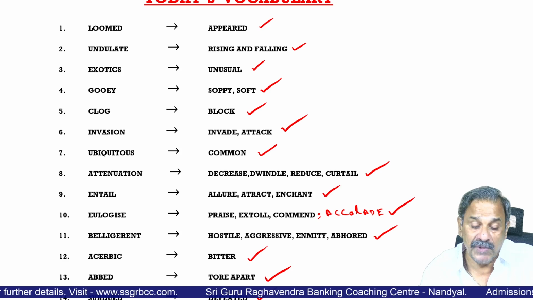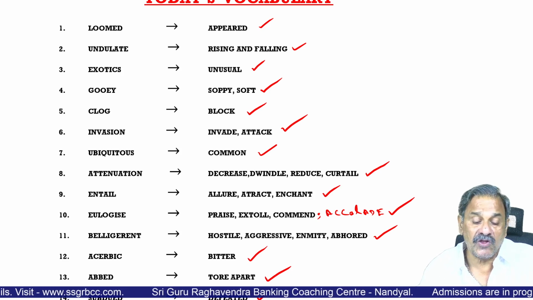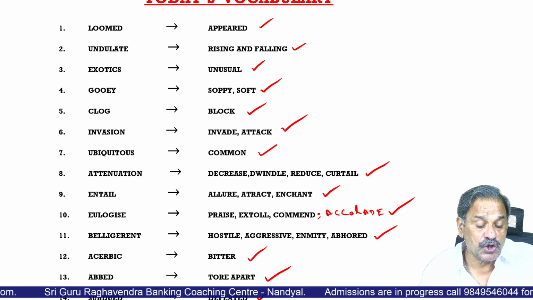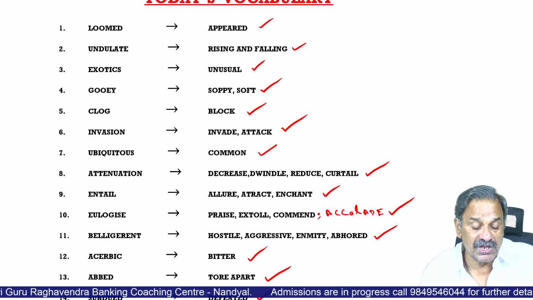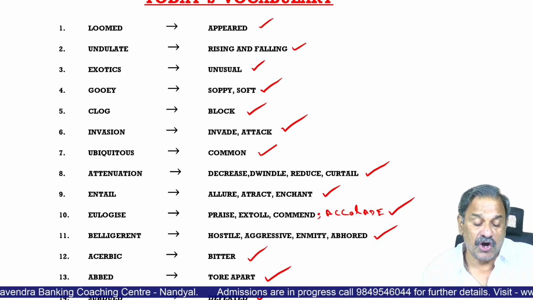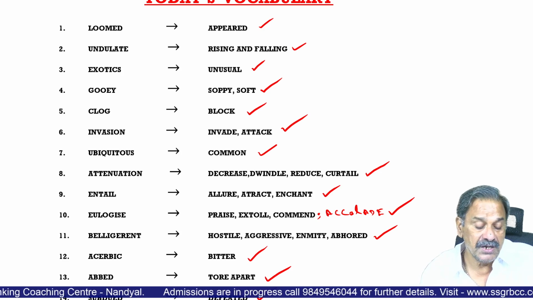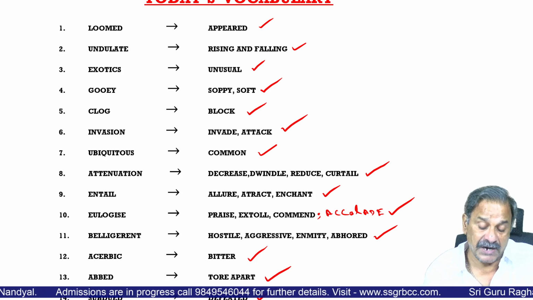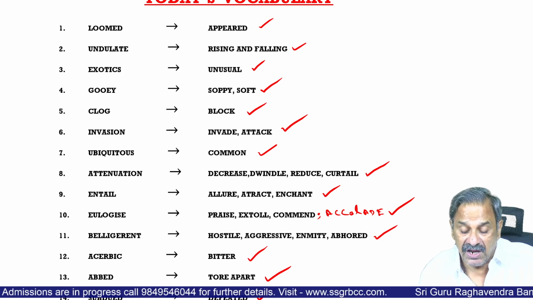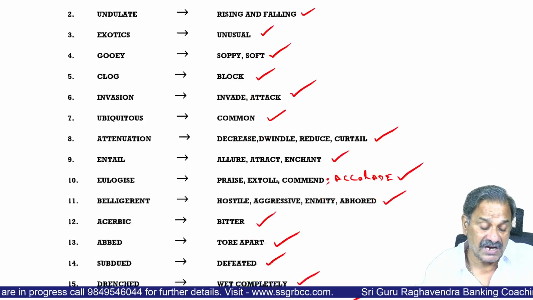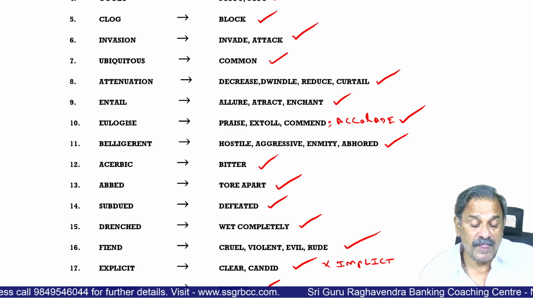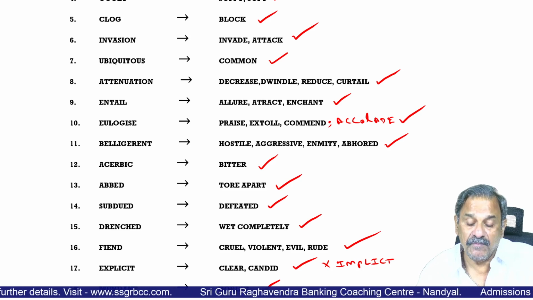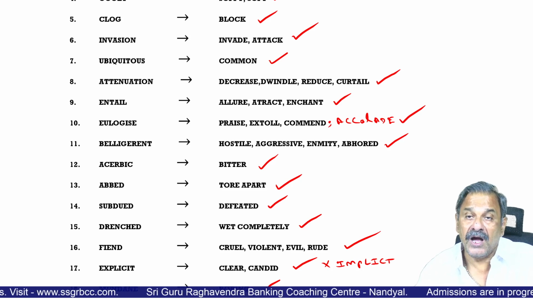Come on. Loomed means appeared. Undulate means rising and falling. Exotics means unusual, strange. Gooey means soapy, soft. Clog means block. Invasion means invade, attack. Ubiquitous means common. Then attenuation means decrease, dwindle, reduce, curtail. Then entice means allure, attract, enchant. Eulogize means praise, extol, commend, accolade.